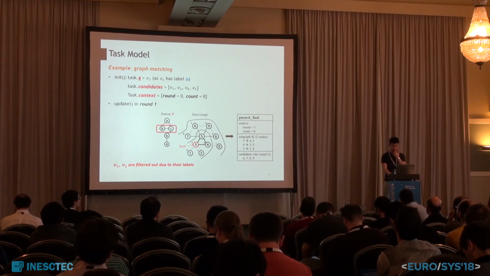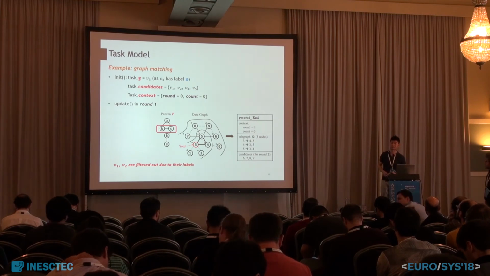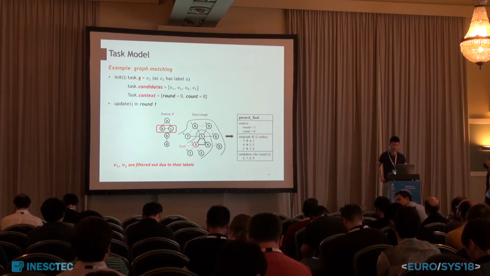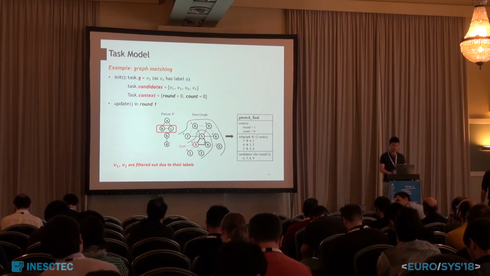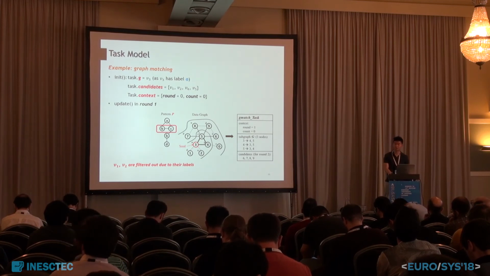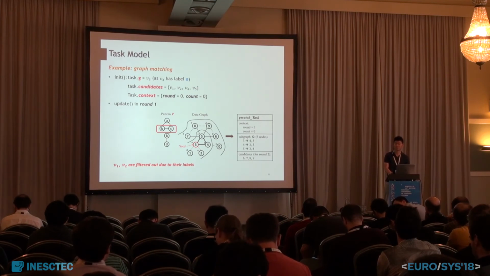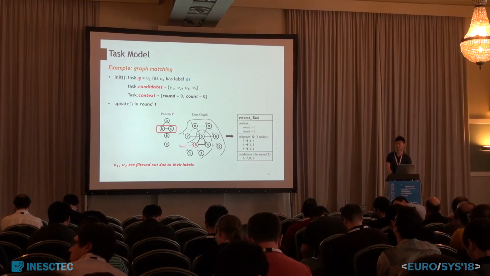So actually, our task model can be regarded as stateless. So this is the most difference from other systems. Because of the statelessness, all the tasks can be processed in parallel, and each task is generated by starting from a seeding vertex or a group of seeding vertices. And for each round, such a subgraph will be grown, normally by the nearby one-hop neighbors.